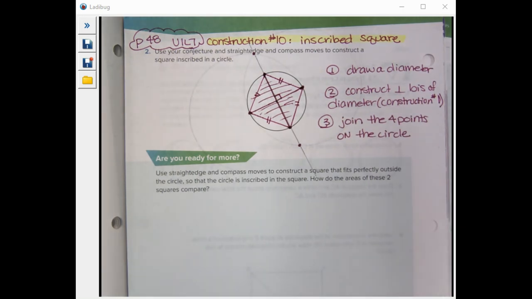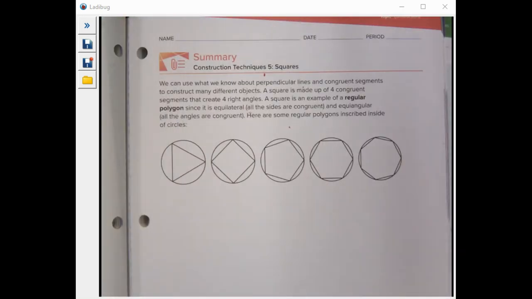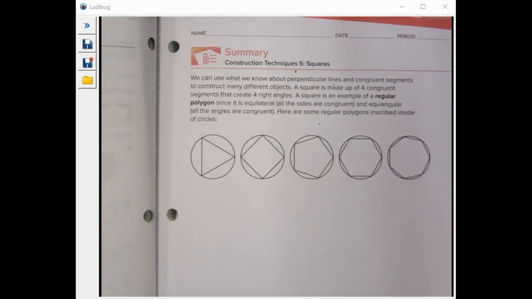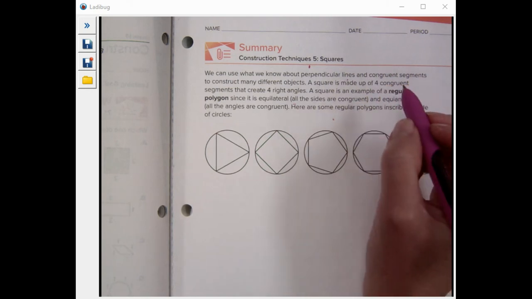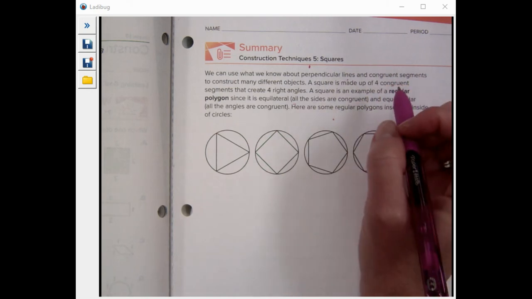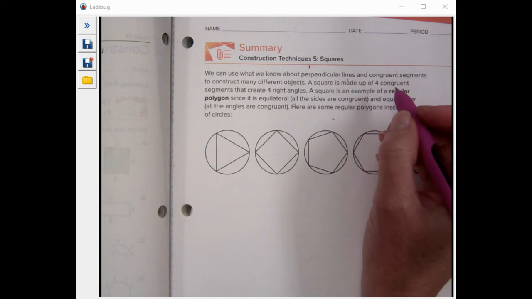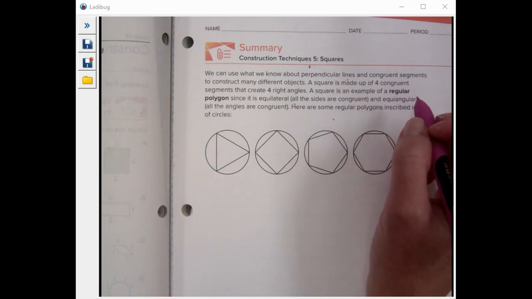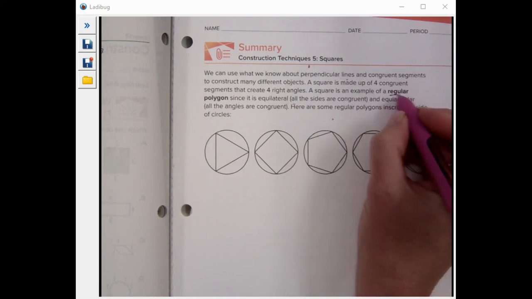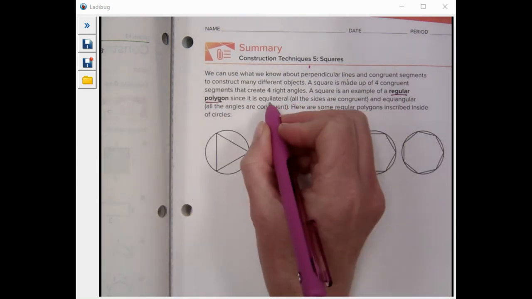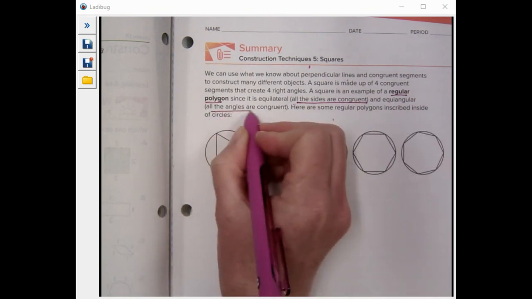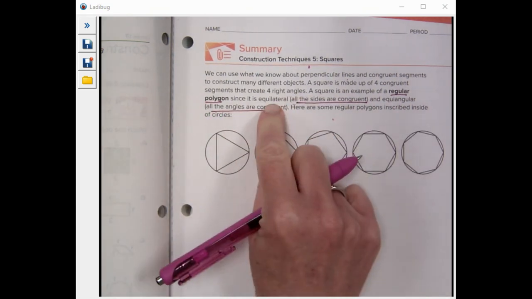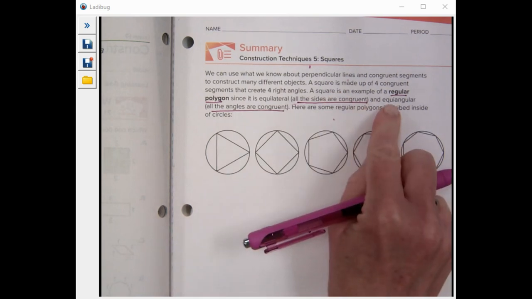Let's take a look at the next page, page 49. On this page, you will see a few shapes here. It says we can use what we know about perpendicular lines and congruent segments to construct many different objects. A square is made by 4 congruent segments that create 4 right angles. A square is an example of a regular polygon since it has all sides congruent and all angles congruent. Equilateral, all sides congruent. Equiangular, all angles congruent.